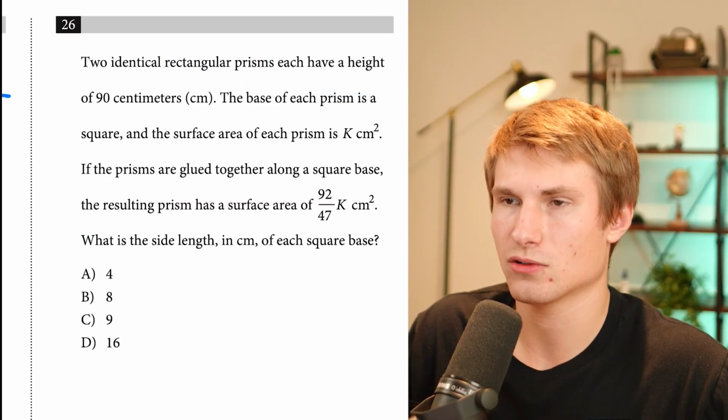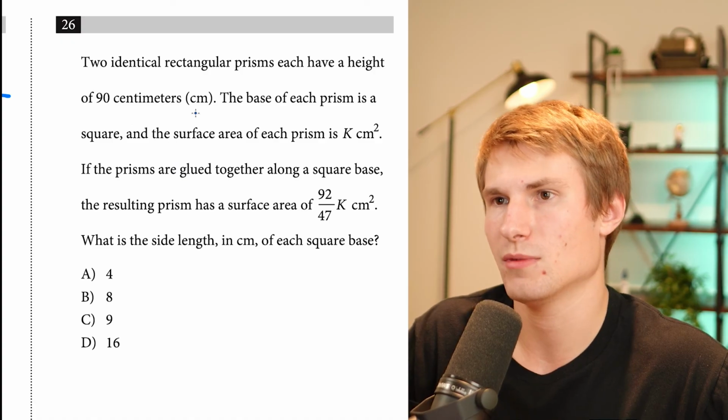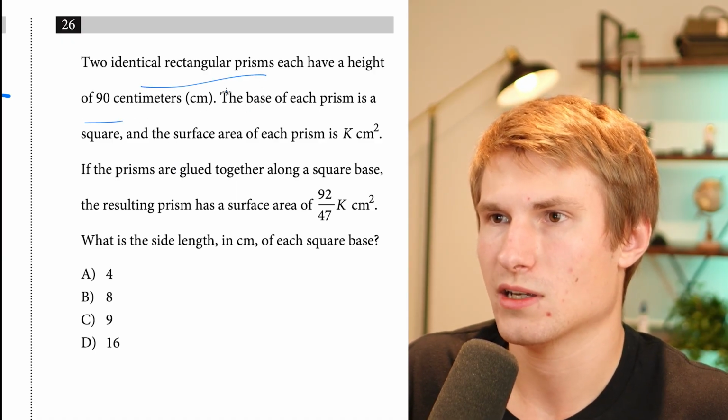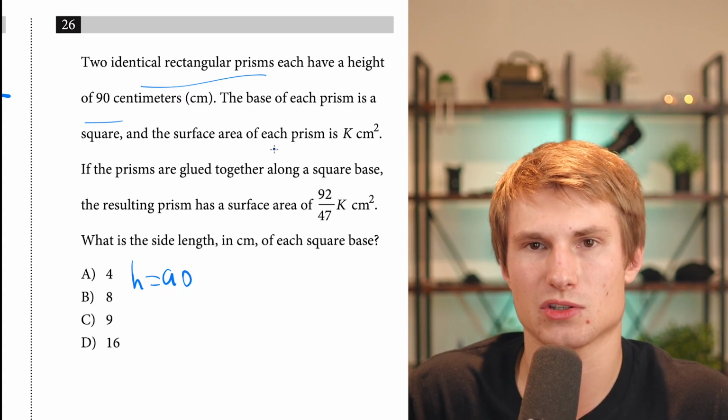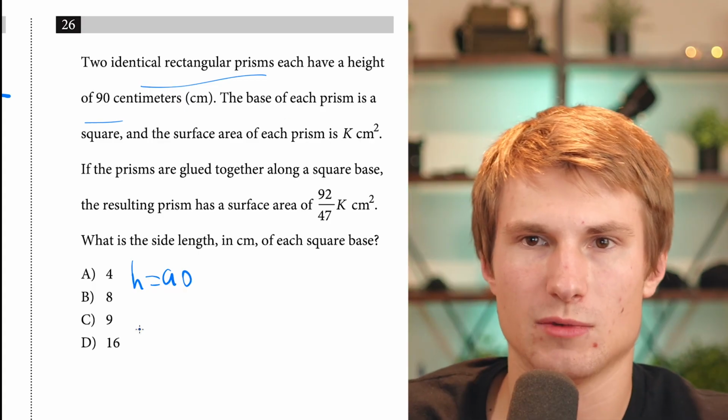So we've got 2 identical rectangular prisms, each have a height of 90 centimeters. Okay, so 2 rectangular prisms, each have height 90 centimeters. I'm going to write that h is equal to 90. The base of each prism is a square, and the surface area of each prism is k.